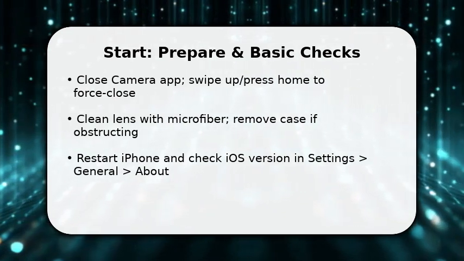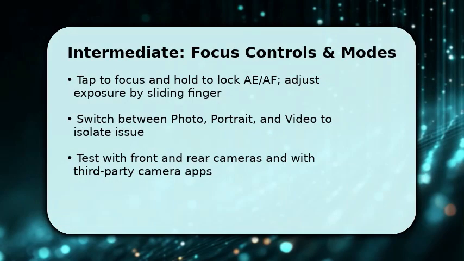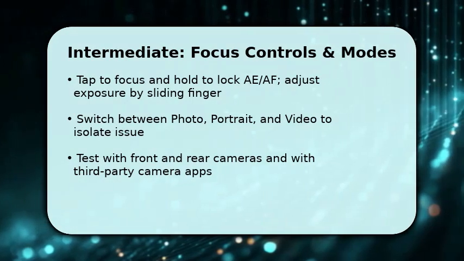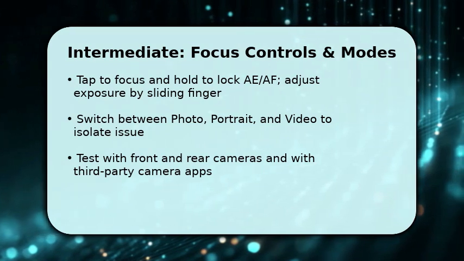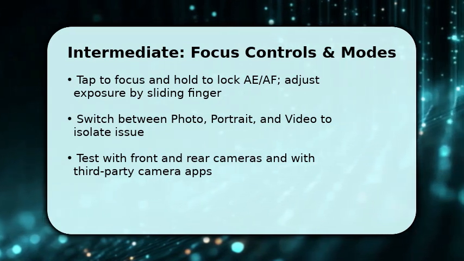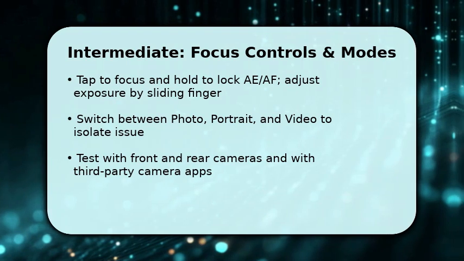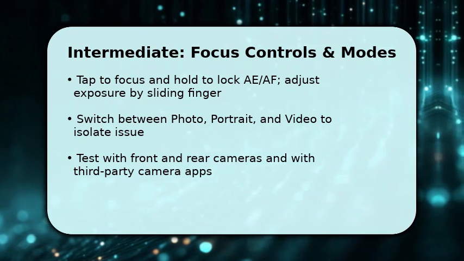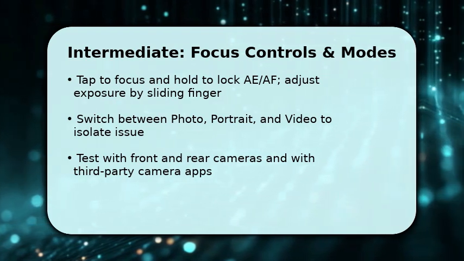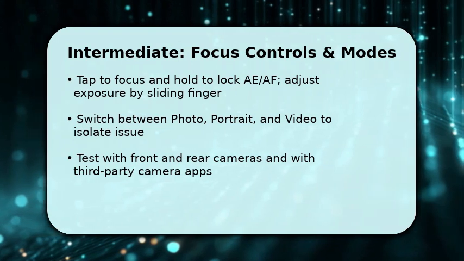You'll now exercise manual focus controls to diagnose behavior. Tap the screen where you want focus, then press and hold to lock AE/AF. This forces the lens to stop hunting. While locked, slide your finger up or down to change exposure and see how autofocus responds.